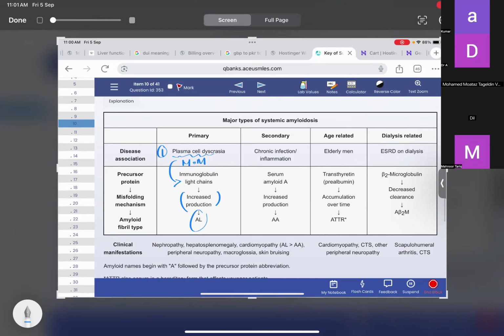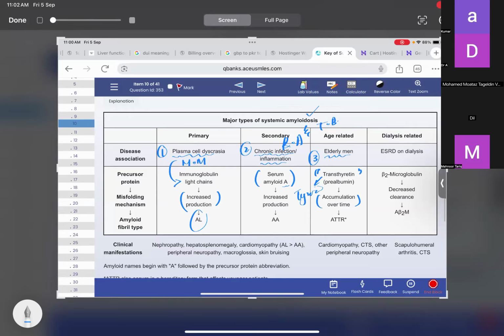What do we have in our stem? Rheumatoid arthritis, and TB. What will they do? They will cause chronic inflammation, and they will increase amyloid A protein, serum amyloid A protein. The third one is, in elderly men, we see increased transthyretin. Transthyretin transports thyroxine, and the accumulation of transthyretin will do what?